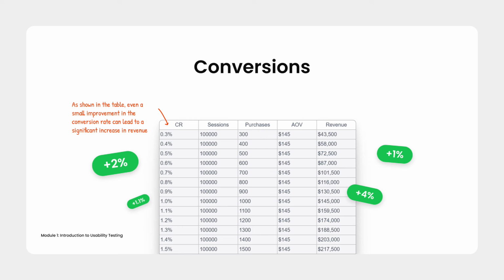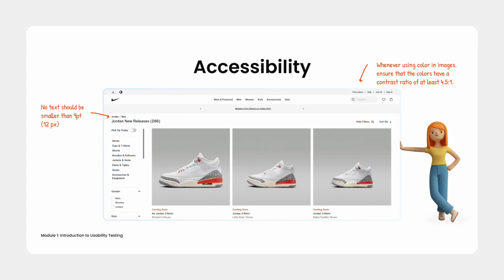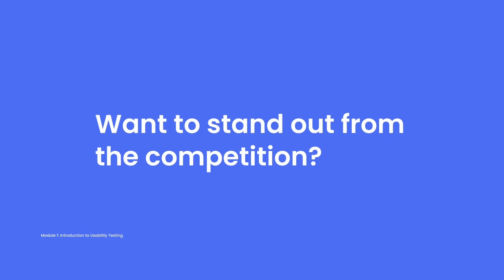Now let's talk conversions. An optimized user experience can boost your conversion rates, helping users complete desired actions with ease. Whether that's making a purchase, signing up for a newsletter, or creating an account. Usability testing also helps make your website accessible to a broader range of users, including those with disabilities. Inclusivity is key to reaching more people and making a positive impact. Want to stand out from the competition? A user-friendly website can set you apart and establish your brand as a leader in your industry.